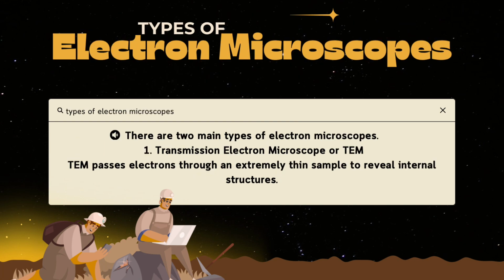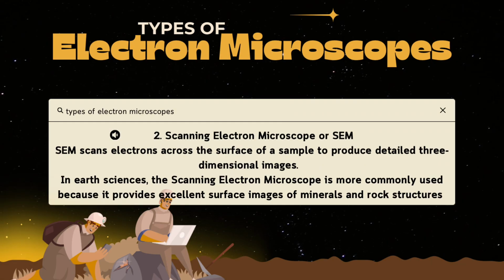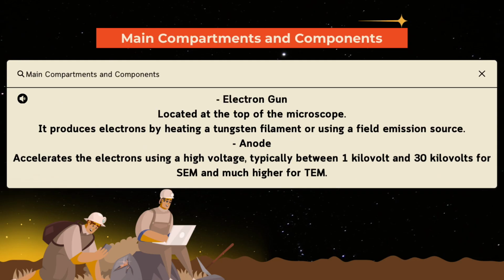There are two main types of electron microscope. First, the transmission electron microscope or TEM. TEM passes electrons through an extremely thin sample to reveal internal structure. Second, the scanning electron microscope or SEM. SEM scans electrons across the surface of a sample to produce detailed three-dimensional images. In earth science, the SEM is more commonly used because it provides excellent surface images of minerals and rock structures. An electron microscope consists of several important components.